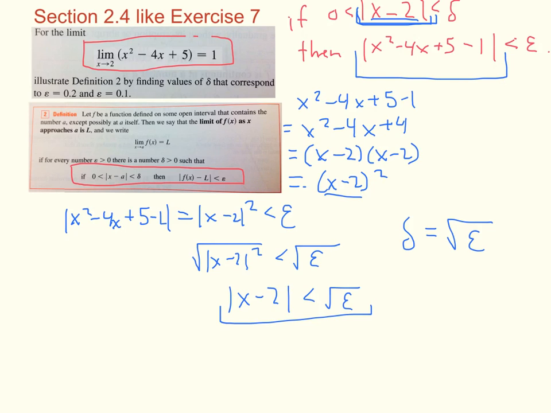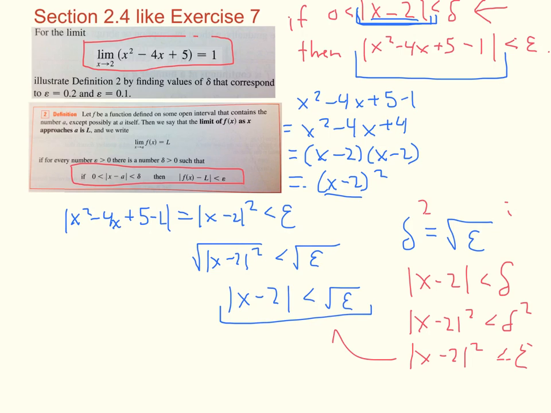And so up here on the top, if this part is true, if x minus 2 is less than delta, then if I square both sides of that, I can replace delta squared with epsilon. And I know that the other part is true. So for my values of epsilon, I'm going to choose delta equals the square root of epsilon.